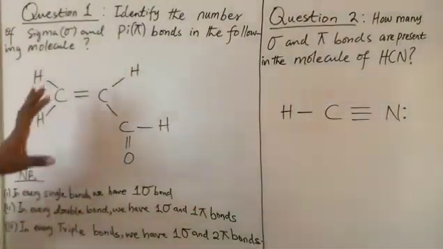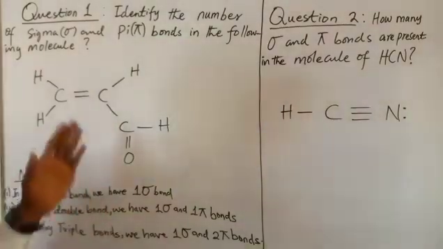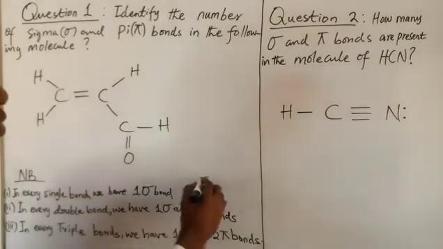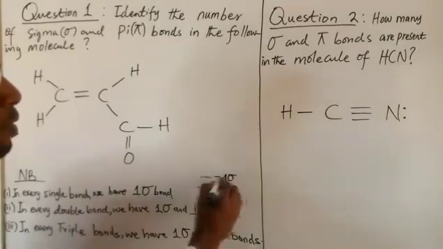Good. Before we attack this question, it is important I remind you what I said in the last lecture. That is the rule of thumb for identifying the number of pi bonds and sigma bonds in any given molecule. The first thing I said, if you recall, is that in every single bond, we have a sigma bond. So every single bond is equal to 1 sigma bond.